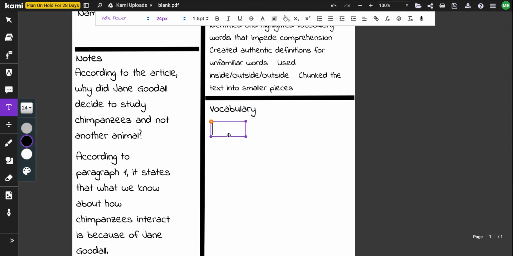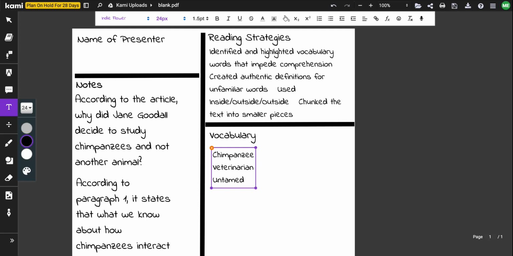And remember, when it comes to the vocabulary, all you're doing is adding 3 words from the story that you want your group members to know. So let's say for this example, one of the key words would be chimpanzee. Another one we can put is the word veterinarian. And then one more word, we're going to have the word untamed, which was the title of one of the books.